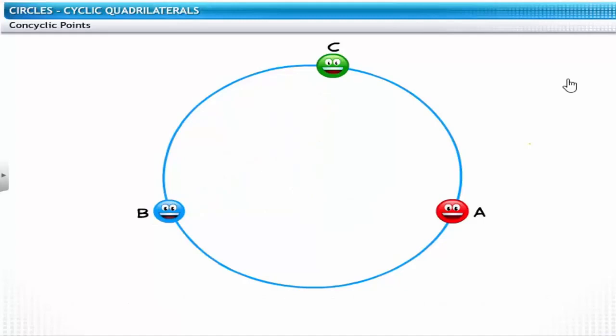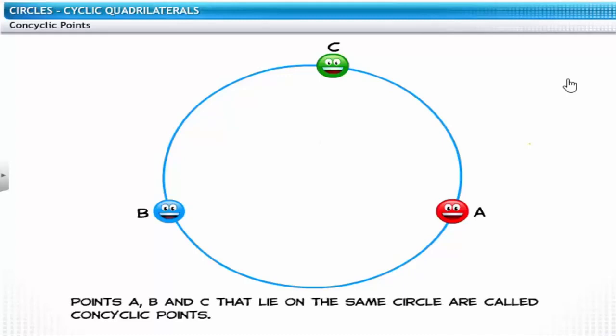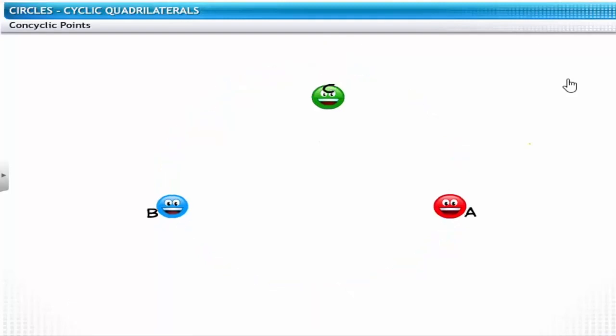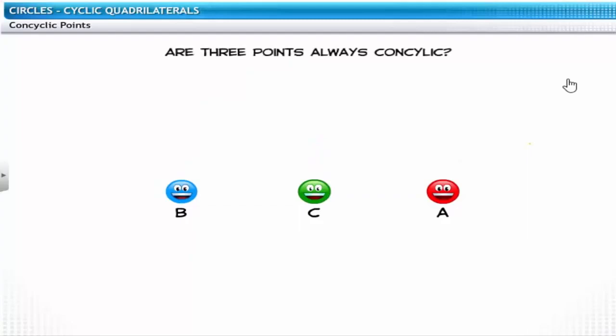Wherever they stand, a circle can be drawn passing through their positions. Points in this case, A, B and C, that lie on the same circle are called concyclic points. Can we conclude that 3 points are always concyclic? No, this does not always hold true.